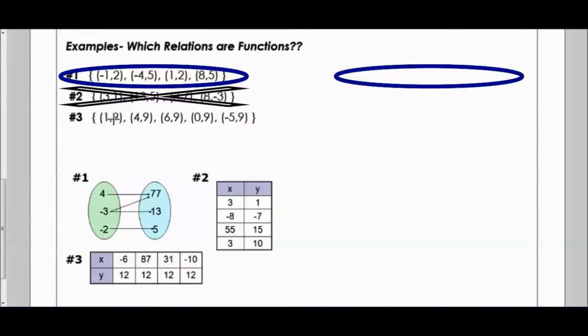The last one, we have 1, 9, 4, 9, 6, 9, 0, 9, and -5, 9. And you might be thinking, what rule could possibly take all of those to 9? Well, the rule where y equals 9. It doesn't matter what x equals. We could have the equation y equals 9, where y is just always 9. It doesn't really matter what x is. It doesn't really matter what the input is. You will always get 9 when you plug it in. That actually is a function.